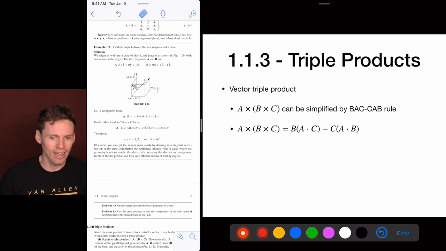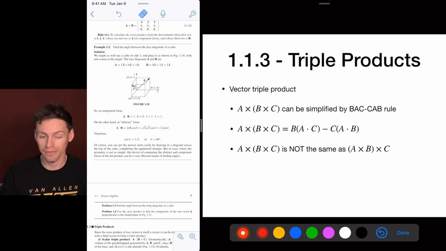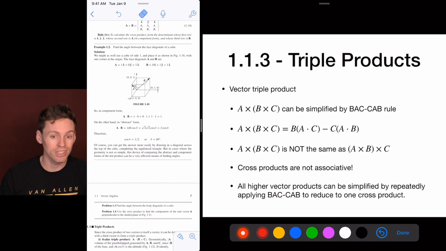Okay, that's a simplification. And you want to do that all the time, because doing that is a whole lot easier than doing cross products. You don't have to take any determinants of any matrices or remember all that stuff and do all these little algebra things. So anytime you can get rid of a cross product is good. So A cross B cross C is not the same as A cross B cross C with these parentheses. So it's not associative. So you have to be careful with that. Write that down. All higher vector products can be simplified by repeatedly applying the BAC-CAB rule to reduce it down so that you only have to do one cross product. That's a really important thing.